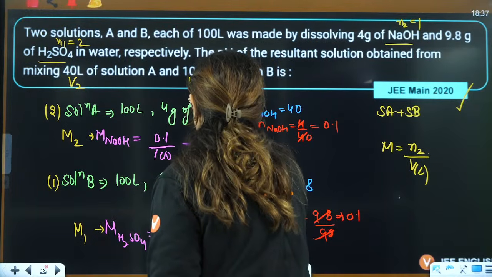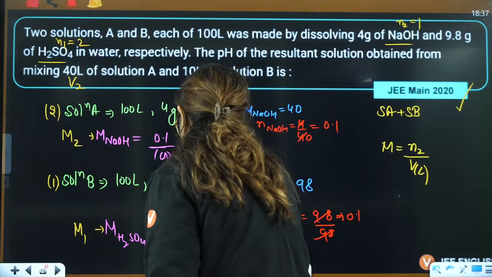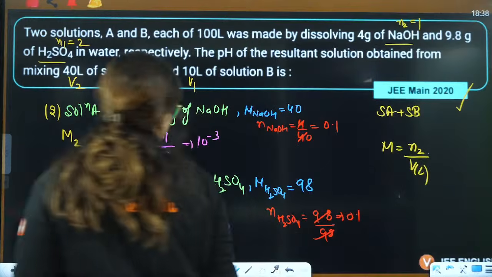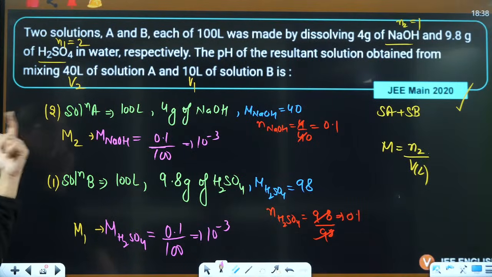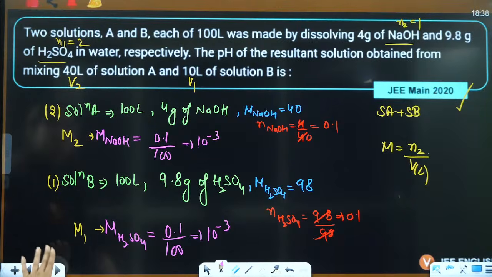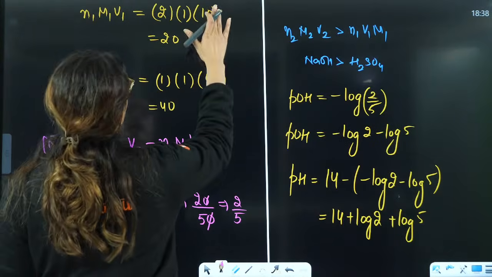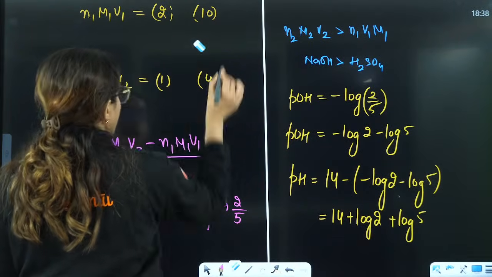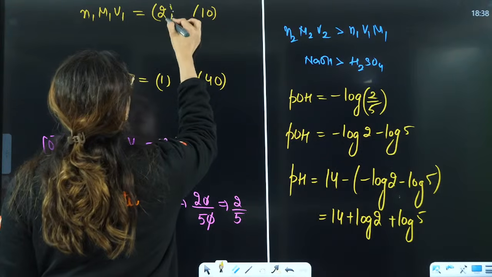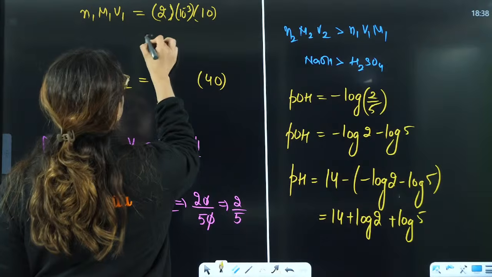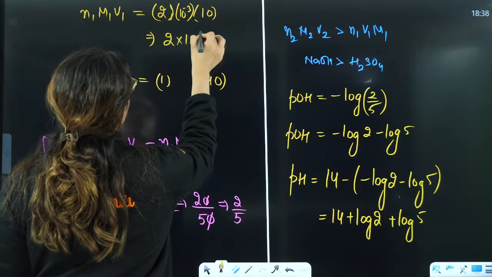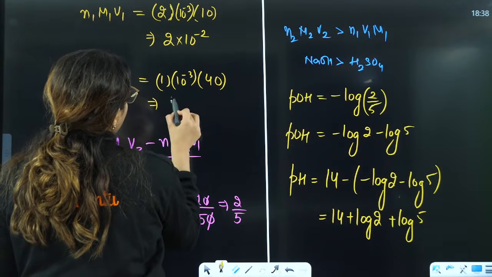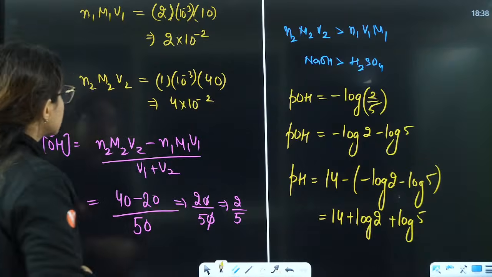This is now 10 raised to power minus 3. This is also 0.1 by 100. This is also 10 raised to power minus 3. Now everything else is same. This is molarity you have, right? Now here you will have the correction of molarity. This will be 10 raised to power minus 3, 10 raised to power minus 3. This will also change here. Okay, 10 raised to power minus 3. This will cancel, 2 into 10 raised to power minus 2. This is 10 raised to power minus 3. This will become 4 into 10 raised to power minus 2, right?